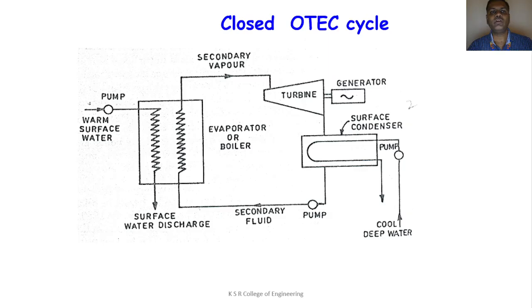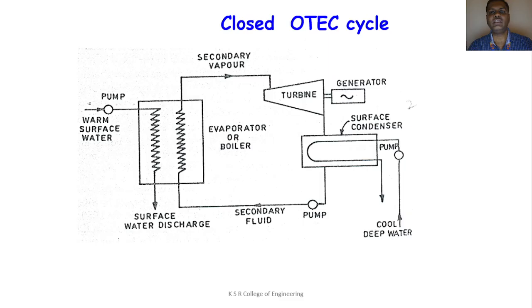Now here, from this warm water we are heating the ammonia or furan. That warm water converts the liquid into vapor state. From the evaporator or boiler, the ammonia vapor is collected, and that is called the secondary vapor, which is going to strike the turbine. Once the dry vapor strikes the turbine, the turbine rotates. Here the mechanical energy is converted into electric energy by the generator.